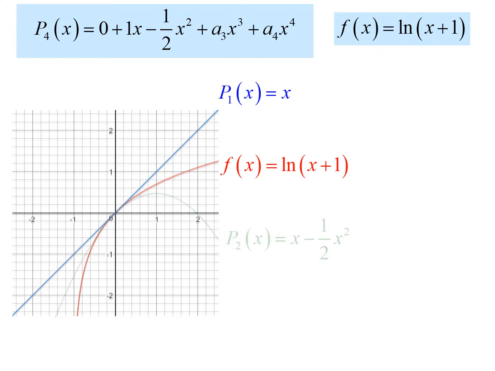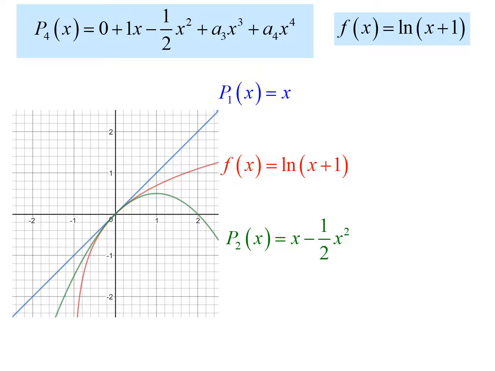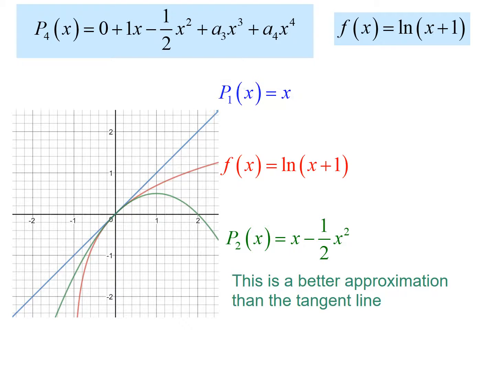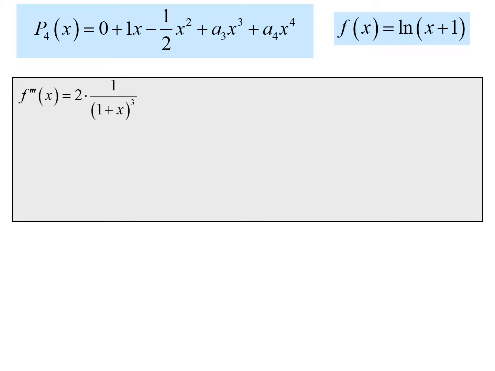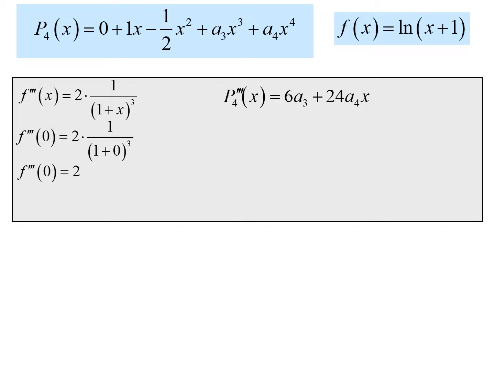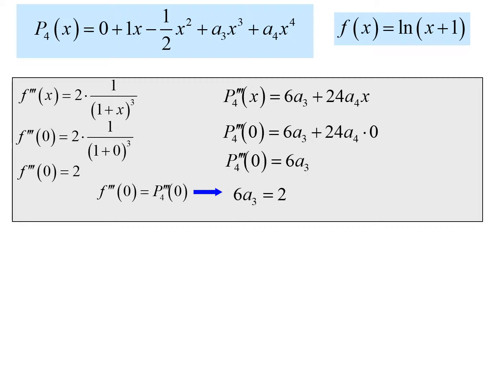So if we put that graph on, we can see that that remains close to natural log of x plus 1 a little bit longer than the degree 1 polynomial does. So it's a better approximation. All right, well, let's make our approximation even better by finding the third derivative. Evaluate the third derivative when x equals 0, and we get 2. Take the third derivative of our polynomial. Evaluate that when x equals 0. We get 6 times a sub 3. Setting those equal, we get a sub 3 equals 2/6.